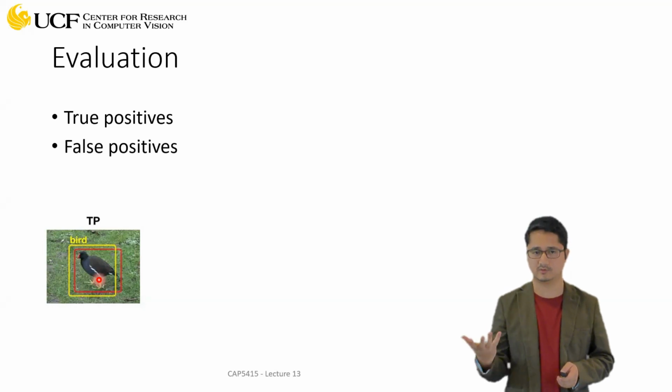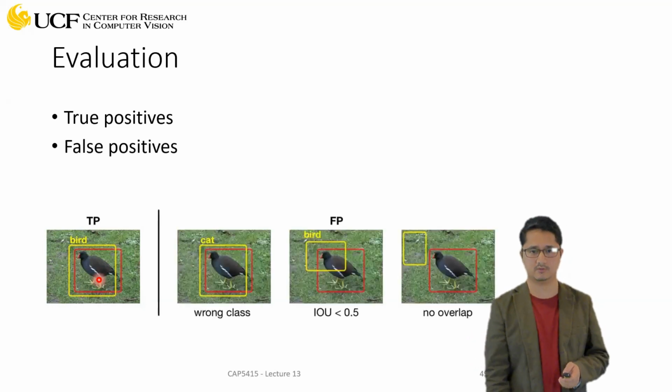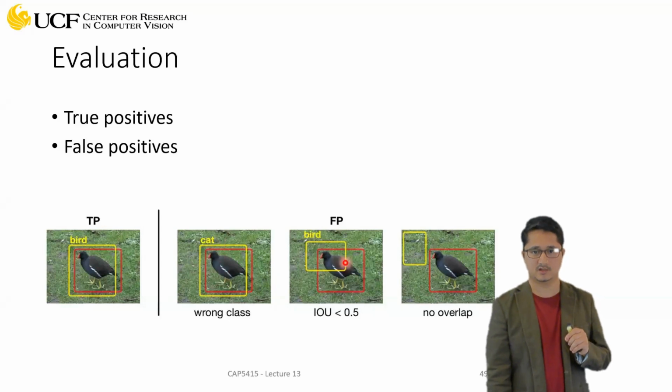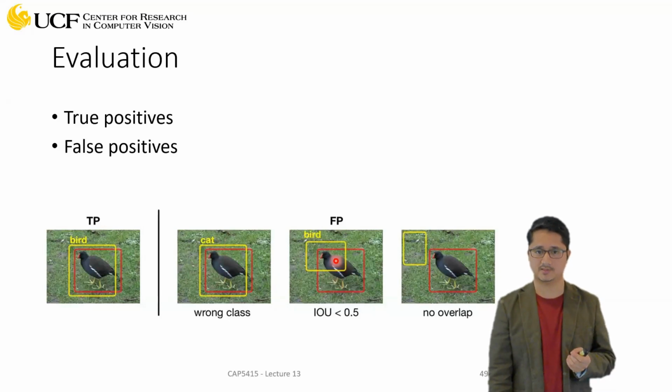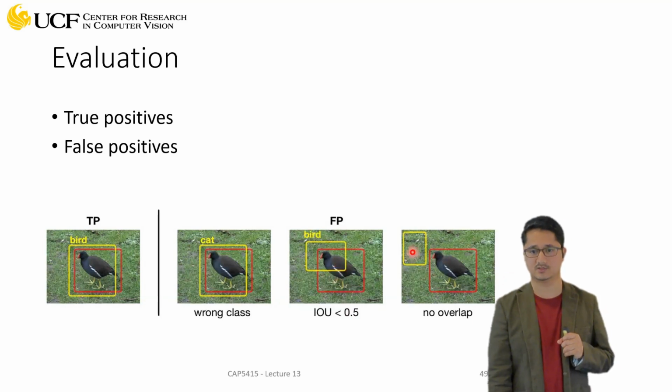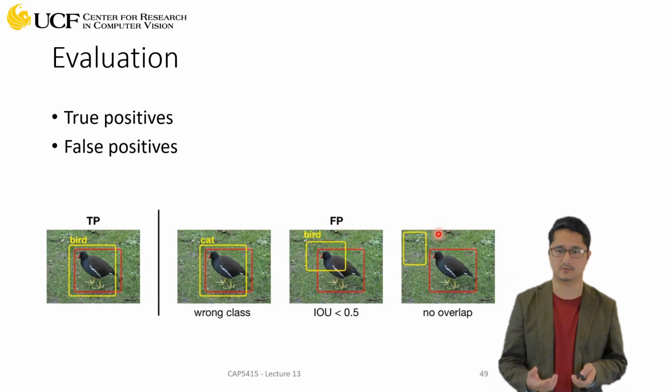And then, of course, there will be a lot of false positives, and again there are a lot of variations there. Your intersection over union might clear the threshold, greater than 0.5, but the model says it's a cat. That's a false positive. Or your network might say this bounding box is a bird, but the intersection over union is less than 0.5. Again, that's a false positive. And if there is no overlap at all, of course, that's a false positive.